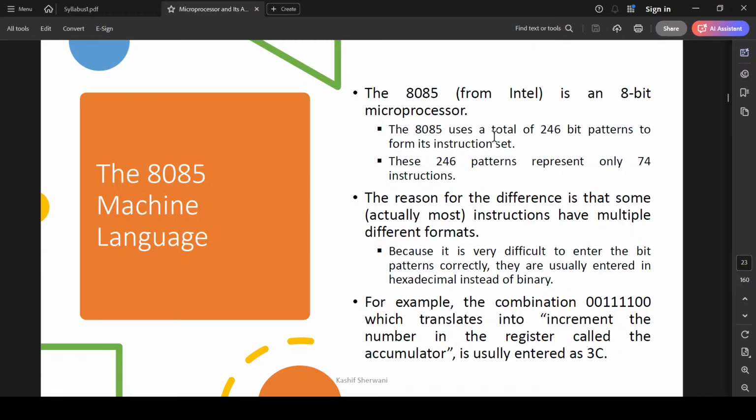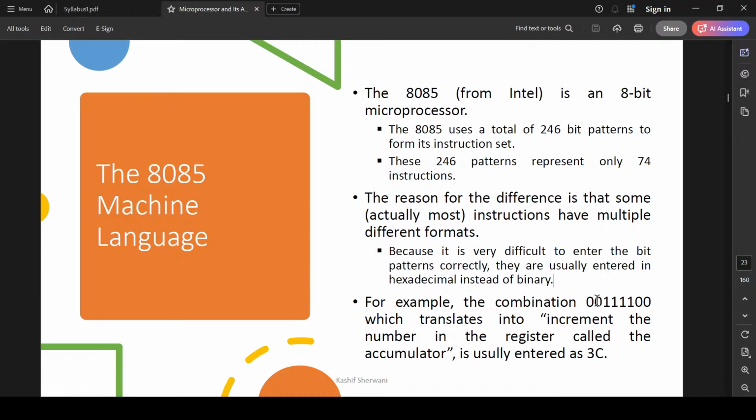The reason for the difference between 246 and 74 is that most instructions have multiple different formats. Because it is very difficult to enter the bit patterns correctly, they are usually entered in hexadecimal instead of binary. So what it's telling is, instead of using the bits, we will write the hexadecimal. So basically, some of them are used, which is the reason for the multiple different formats.